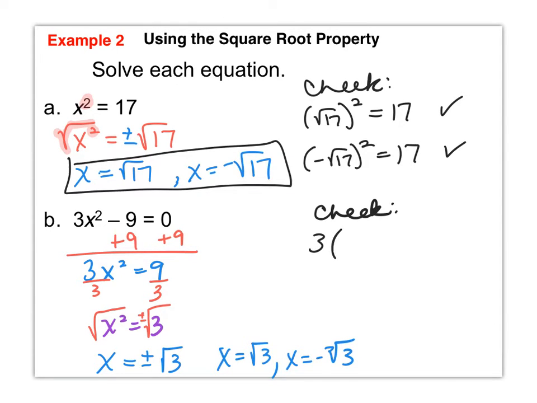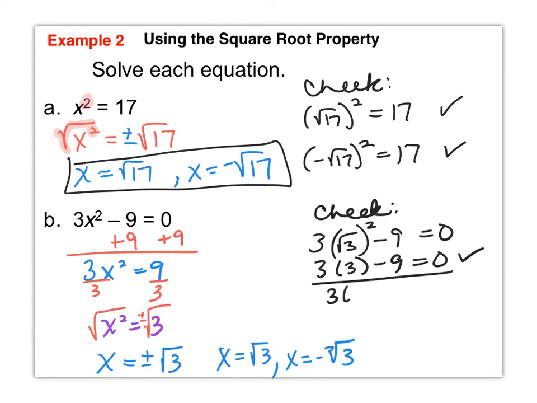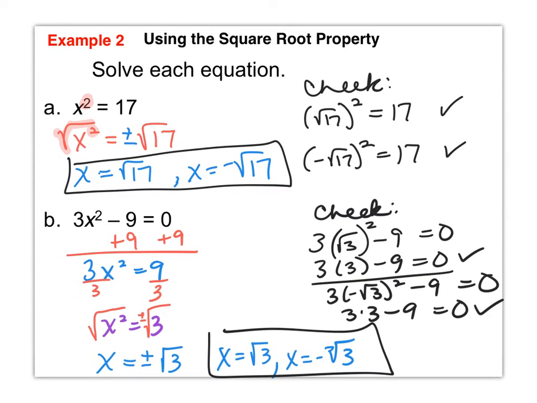So let's check the first, positive square root of 3: 3 times the square root of 3, squared, minus 9. Does that equal 0? Doing the exponents first, the square root of 3 squared is 3. So we have 3 times 3 minus 9. That does equal 0. And let's check when x equals negative square root of 3. So 3 times negative square root of 3, that quantity squared, minus 9. Does 3 times 3 minus 9 equal 0? That is also the case. So we know these are our two solutions.